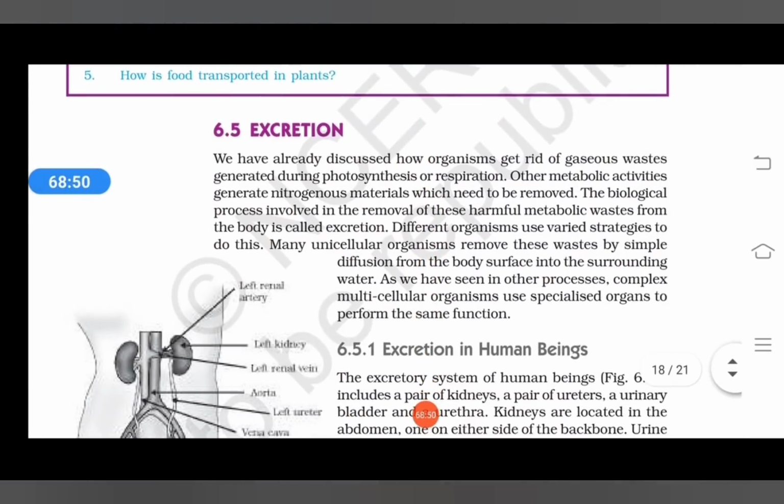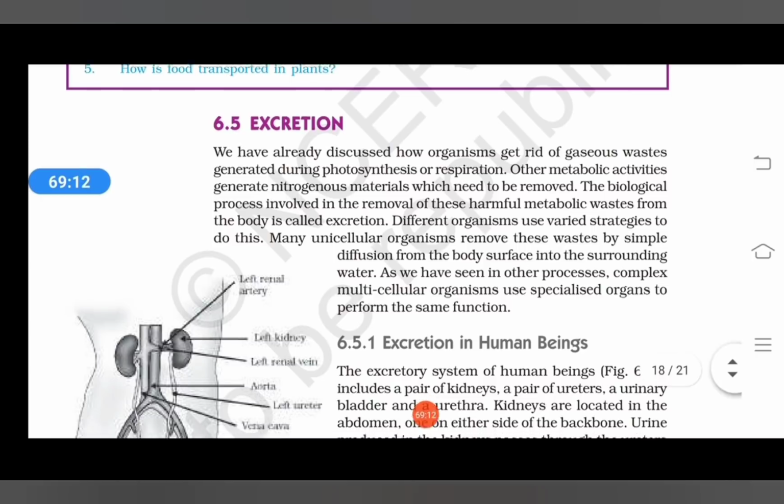So next we will see excretion. As we said, during the process of digestion there are some undigested particles which are not only harmful to the body but they have to be removed from the body immediately. For this the process is excretion.